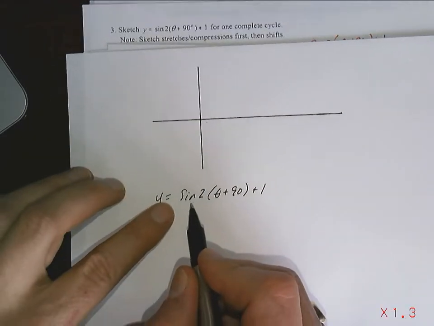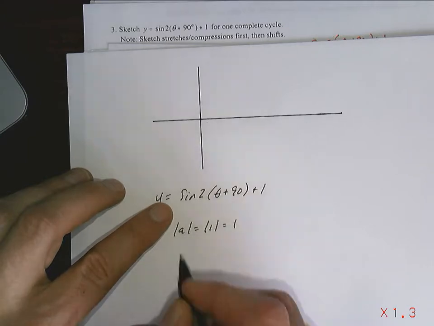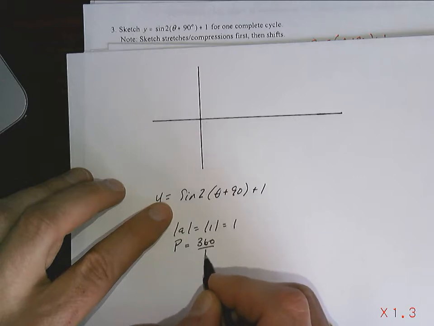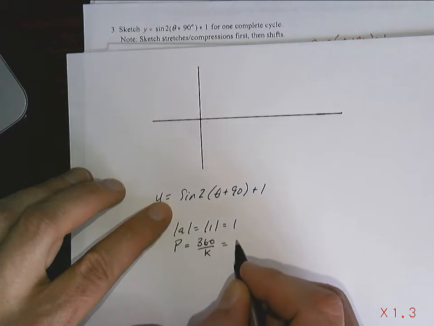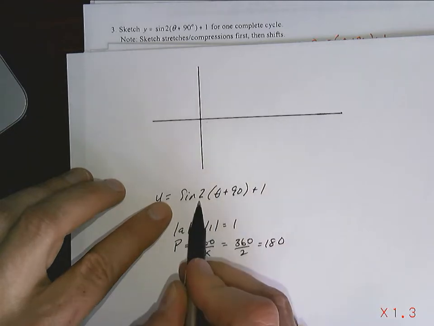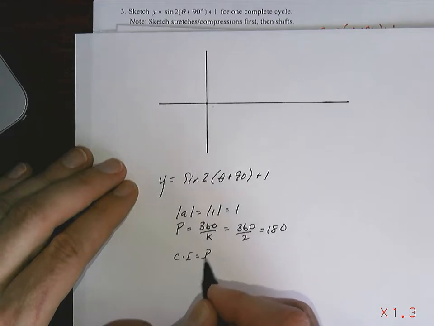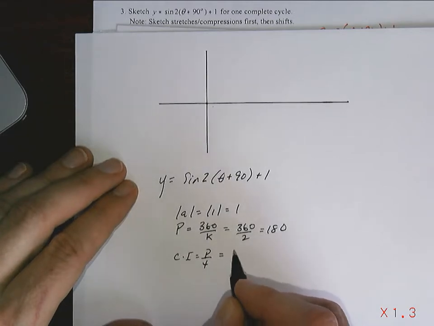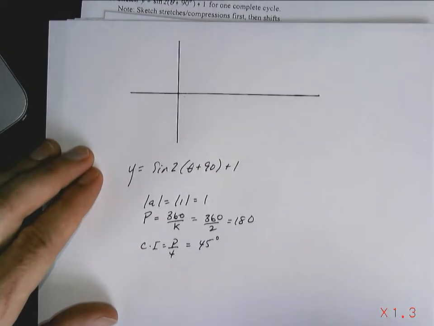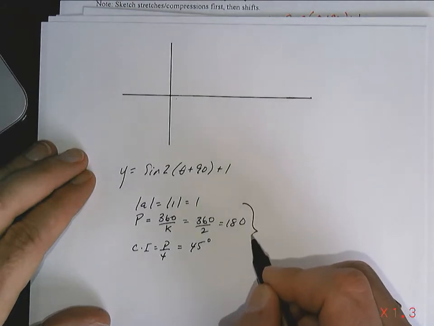So looking at this curve, first of all, the amplitude is 1. The period is 360 divided by k. K equals 2, so it's 180. Critical interval is your period divided by 4, so that's going to be 45 degrees. We good so far, everyone? Okay. What that means is that this is going to be the first curve that I sketch.